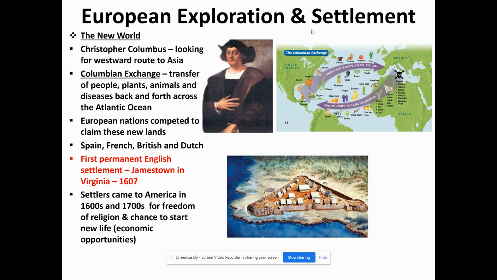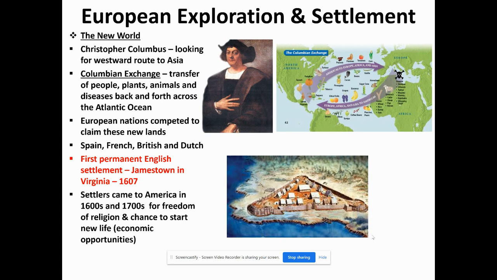All right. So the very first permanent English settlement is Jamestown. Jamestown is the English settlement in Virginia. Now you can see in the bottom of your screen right here, this little picture that has the triangle. That is a map of what the very first English settlements would have looked like. So they're not these massive cities. They're these small settlements, small villages that are depending on each other for protection.